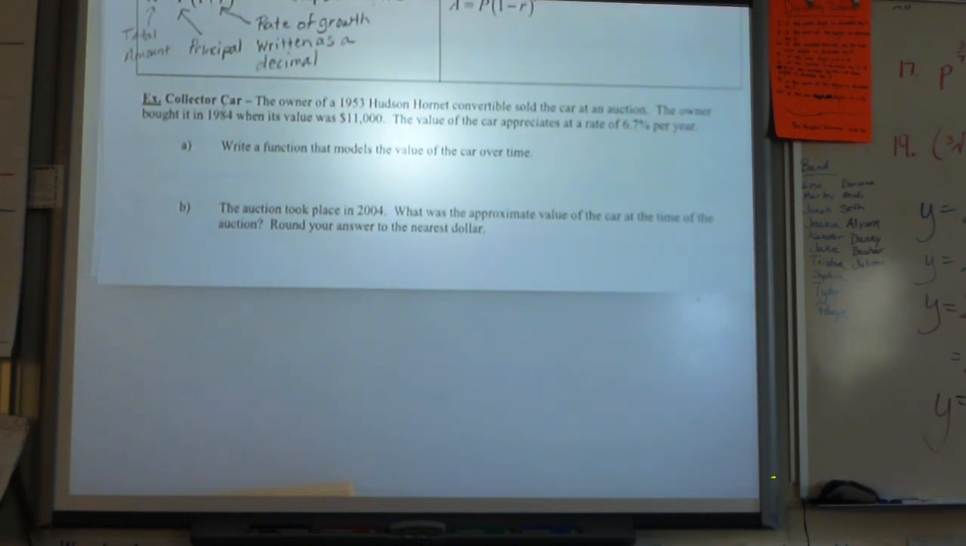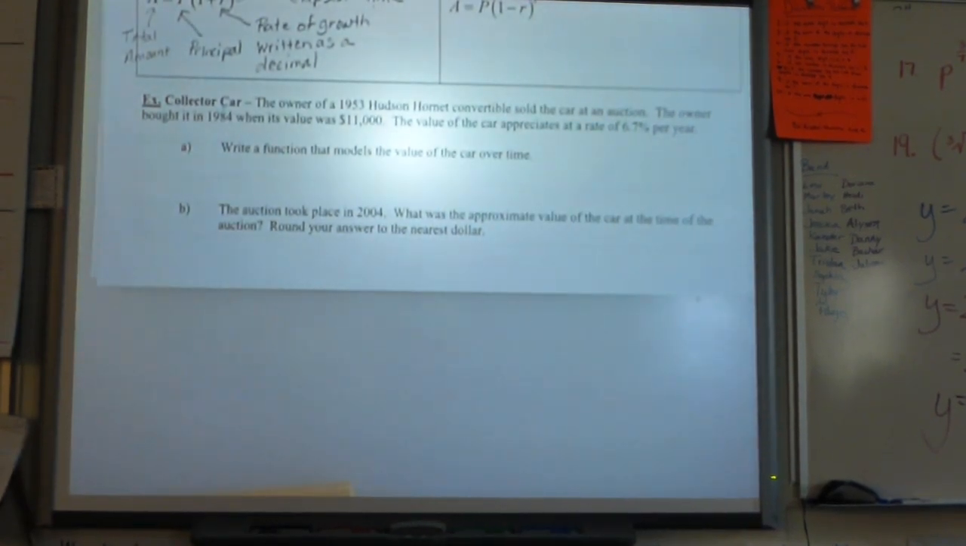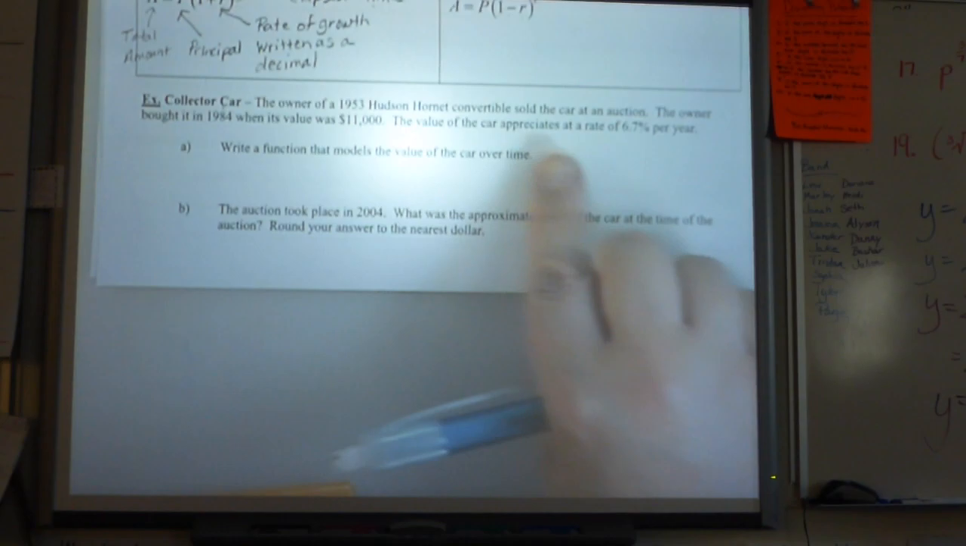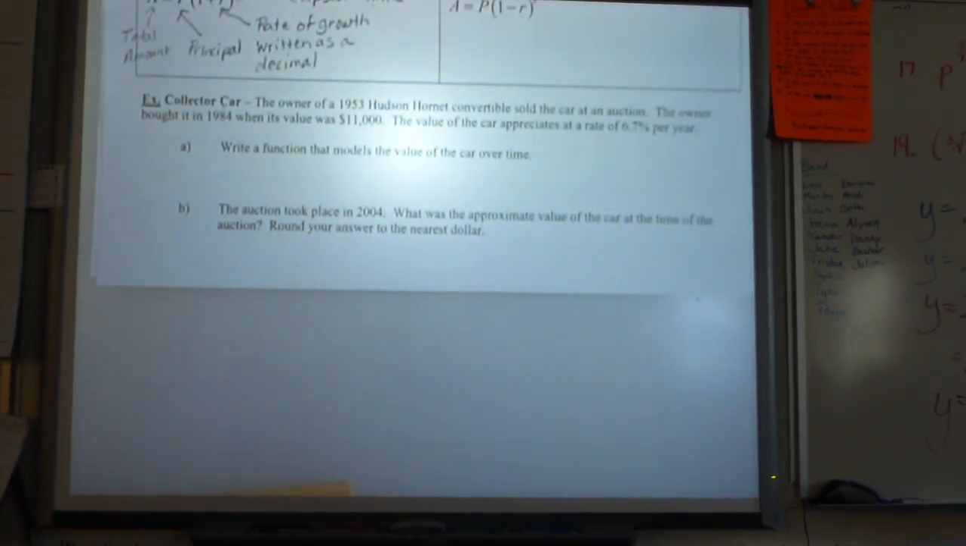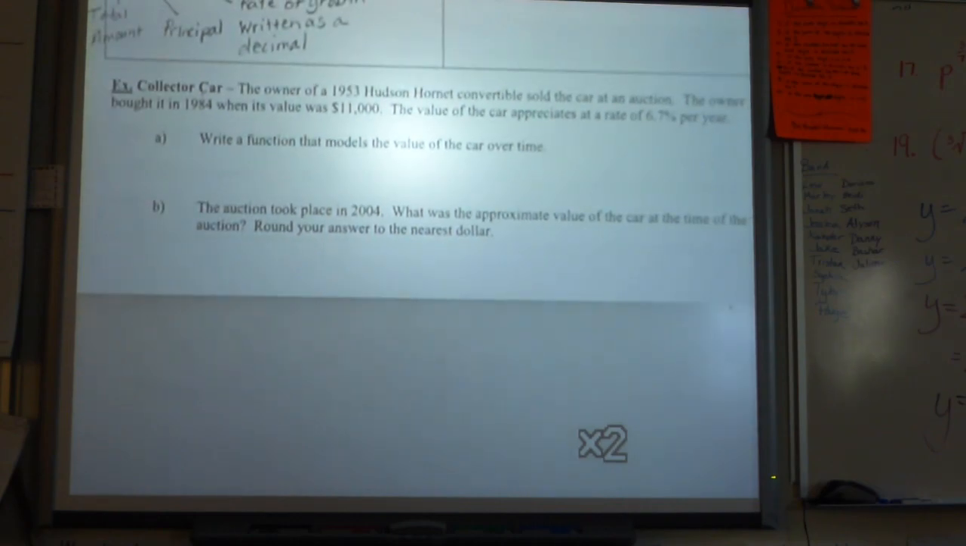The value of the car appreciates. What does it mean to appreciate when we're talking about money? To grow. Very good. And what's the opposite of appreciating in value? Depreciating. Good. The value of the car appreciates at a rate of 6.7% per year. Write a function that models the value of the car over time. And if the auction took place in 2004, what is the approximate value of the car at the time of the auction, round to the nearest dollar?